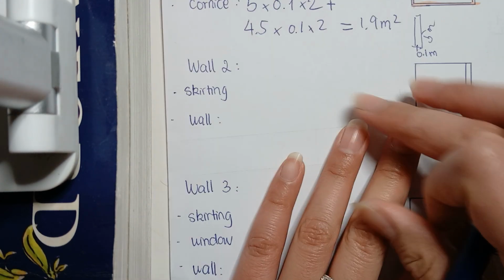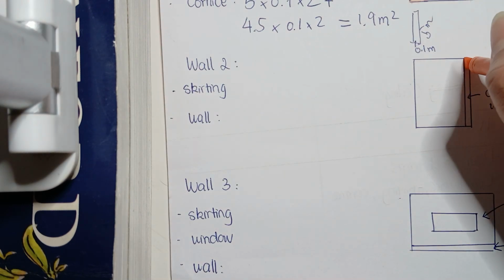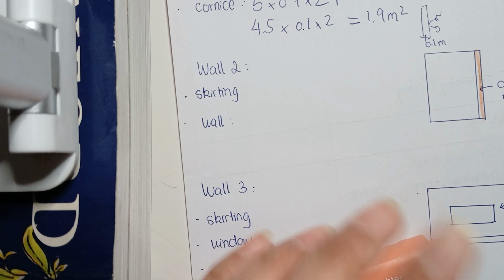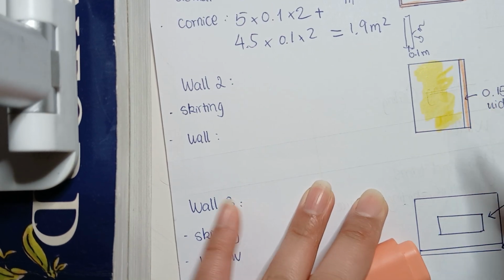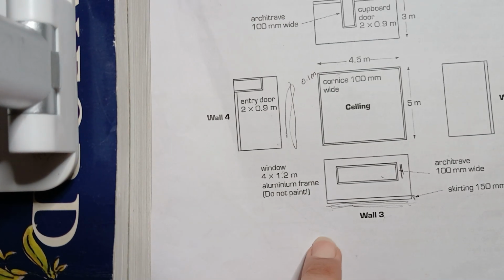We only have 2 parts to work out. So the skirting is the orange part. I'm gonna color it like this, and we have to work on the wall, the yellow part here. All right, do you see? You have 2 things to work on, and look at the plan.